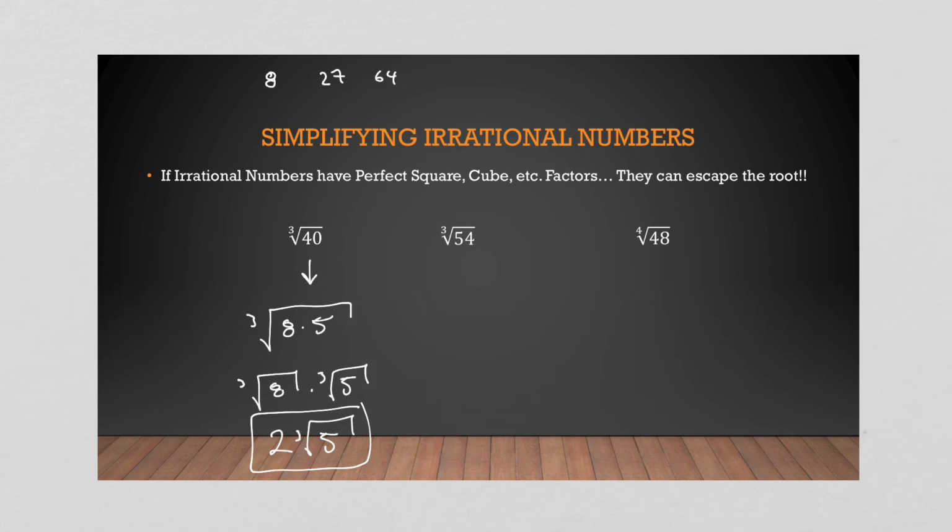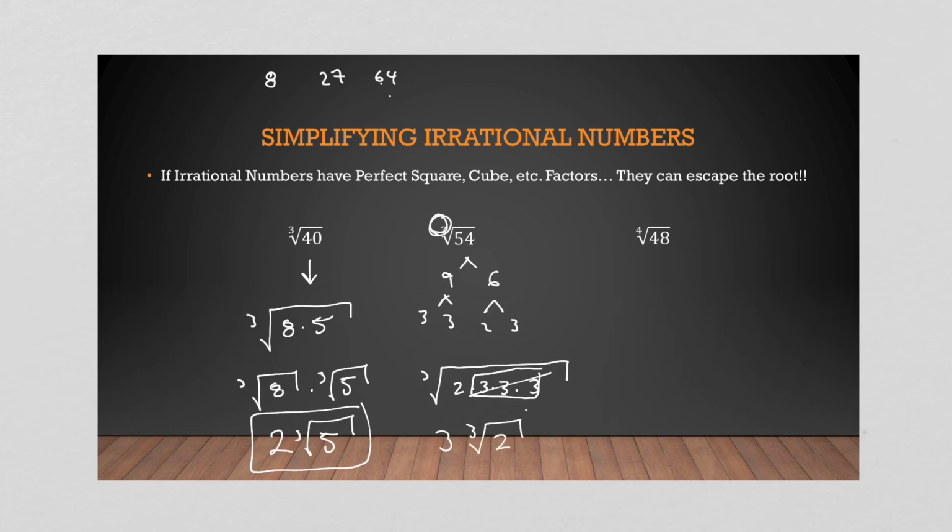If you can't do that, let's look at 54 a different way. I'm just going to break 54 down. 54 is 9 times 6, which is 3 times 3 times 2 times 3. So that means the cube root of 54 is the cube root of 2 times 3 times 3 times 3. And since it's the cube root, I'm looking for 3 identical factors. Here they are. 3 become 1 on the outside. I end up with 3 cube root 2.